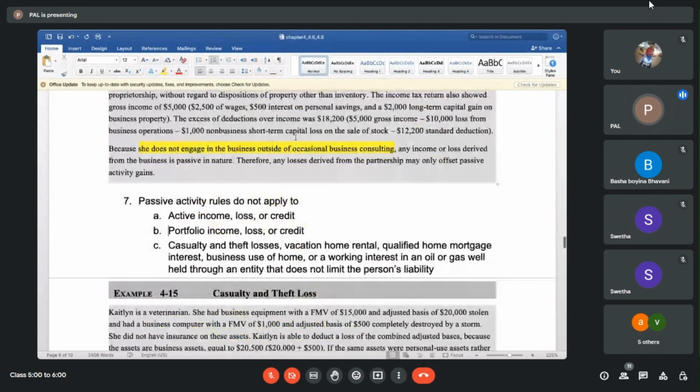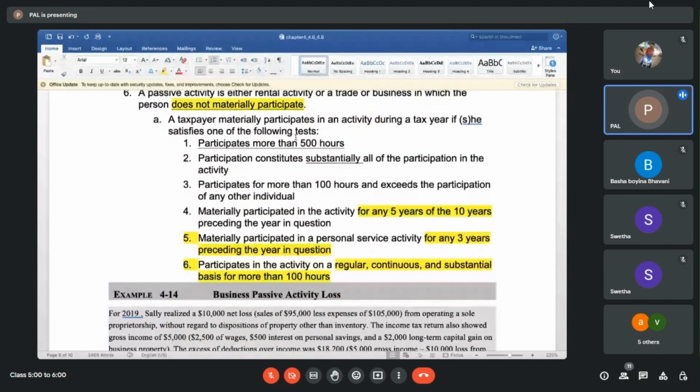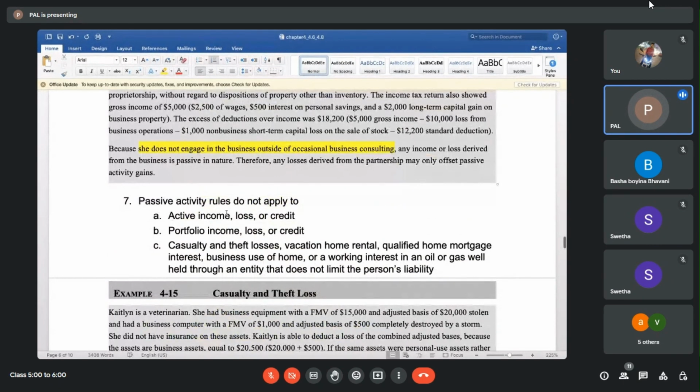Okay. So passive activity rules do not apply to any active income. Obviously, if it's an active income, why would passive activity rules even apply? That's something very commonsensical, but they're still putting it. Portfolio income. Portfolio income is the capital gains, stocks, selling, buying, mutual funds, all of that.